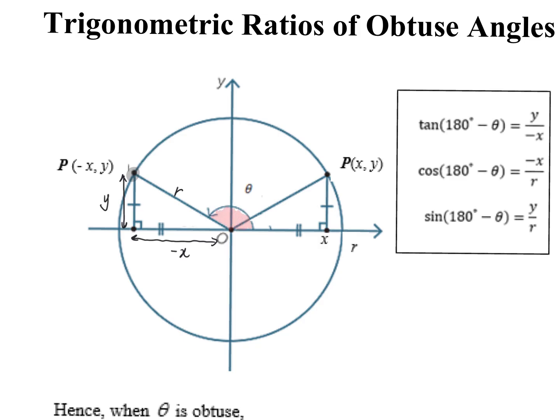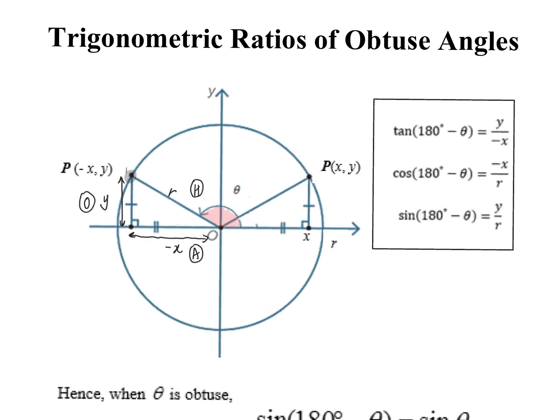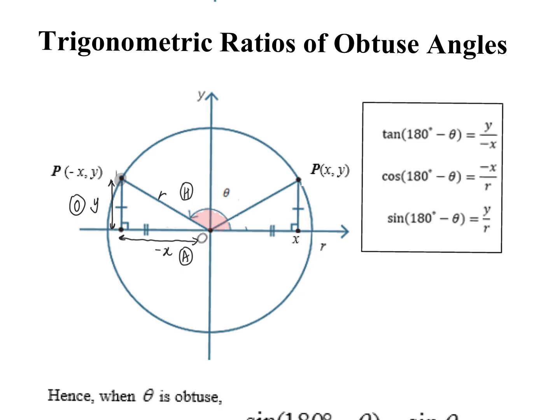what happens to my H, A, O? So we apply the same rule. So my HAO in this case will become what? What is my tangent now? O over A. So my O, no problem, is still Y, but my A is negative X. So can you see that my ratio becomes negative for tangent already in the second quadrant?